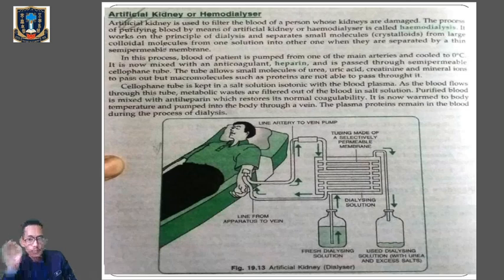Very carefully, the process of purifying blood by means of an artificial kidney or hemodialyzer is called hemodialysis, and it works on the principle of dialysis and separates small molecules from larger colloidal molecules from one solution into the other when they are separated by a thin semi-permeable membrane. So when the kidney fails to function, when there is an increase in the concentration of nitrogenous waste products in the body, then we have to go for the artificial kidney or the hemodialyzer, which is called hemodialysis.